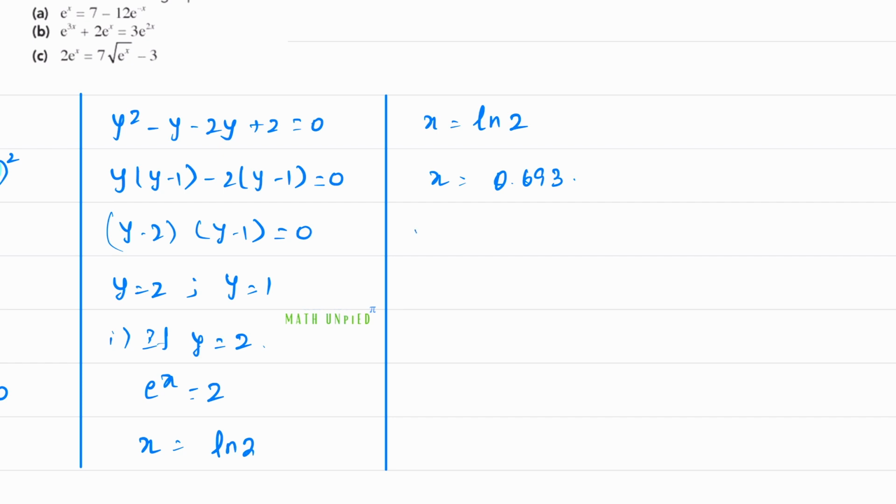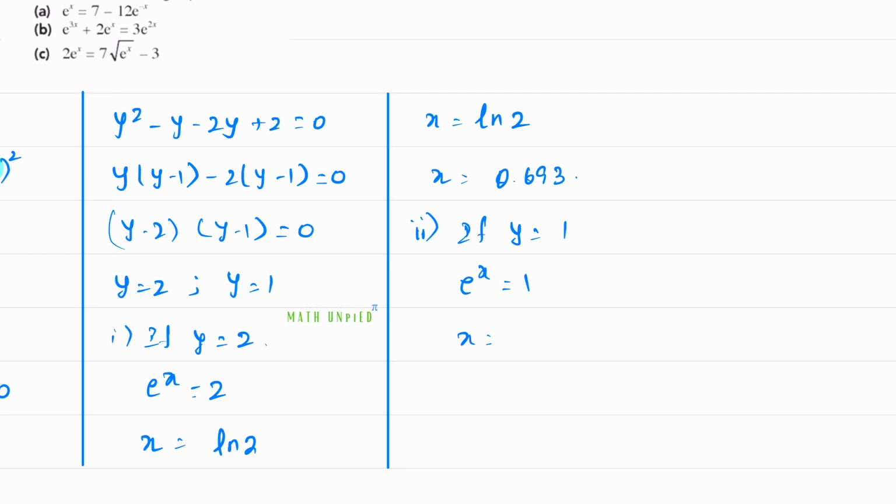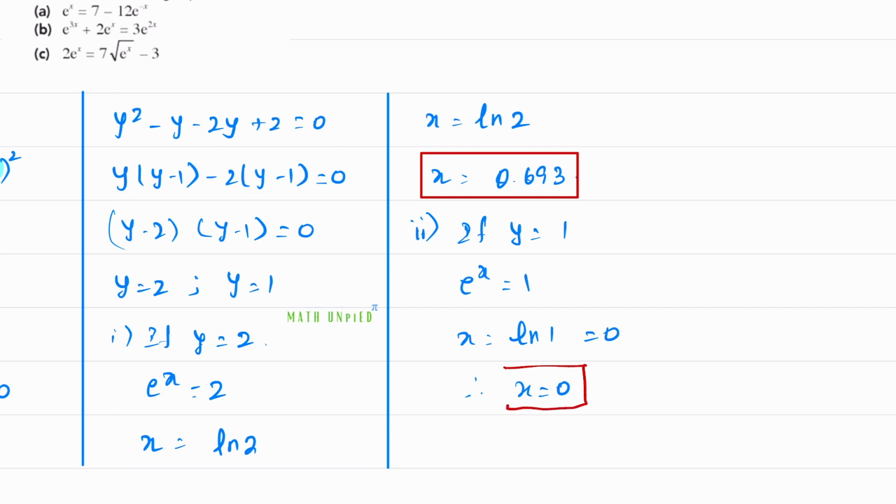And what is case 2? Case 2 is if y equals 1, therefore e power x equals 1, and if you convert this to log form, x equals natural log of 1, which is equal to 0, therefore x equals 0. So x can take two values, x equals 0.693 or x equals 0.